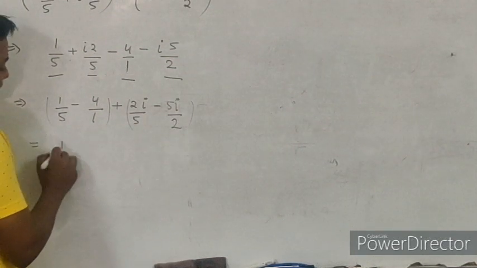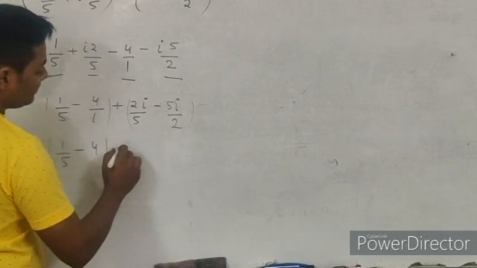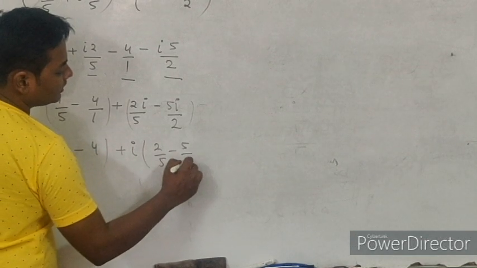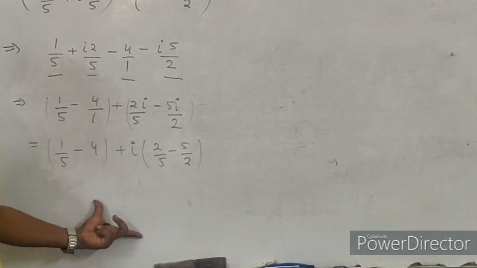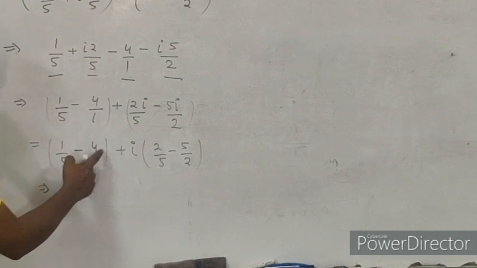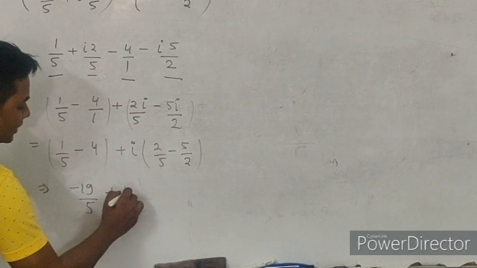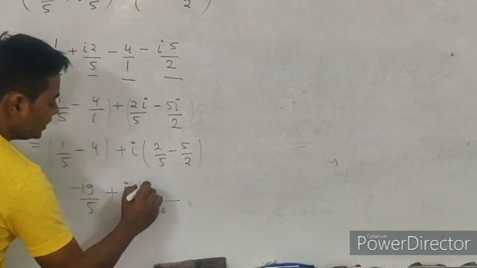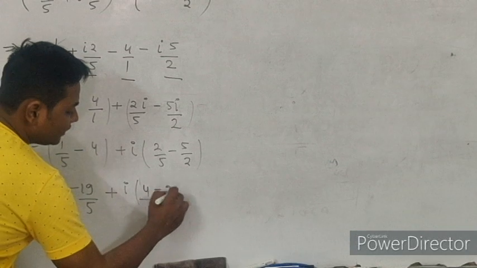ओके, अब यहाँ पे क्या करेंगे? 1 upon 5 minus 4 अलग है, प्लस i कॉमन ले लेंगे तो क्या आ जाएगा? 2 upon 5 minus 5 upon 2. अब इसके बाद आपका नॉर्मल प्रोसीजर है, एलसीएम ले लीजिए, इसको सॉल्व करिए. ठीक है. एलसीएम लेके क्या करने वाले हैं? यहाँ पे डायरेक्ट मल्टीप्लाई कर देते हैं. 5 4s are 20, it's 1 minus 20, minus 19 upon 5, plus i, और यहाँ पे आपका एलसीएम 10 आ जाएगा. 5 2s are 10, 2 2s are 4 minus 2 5s are 10, 5 5s are 25.